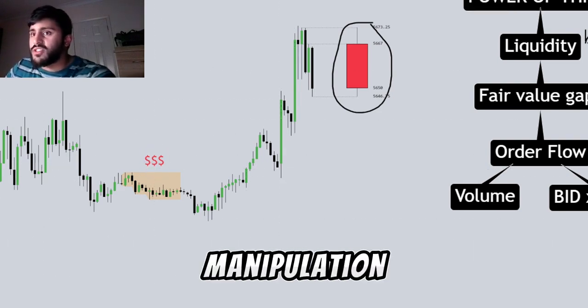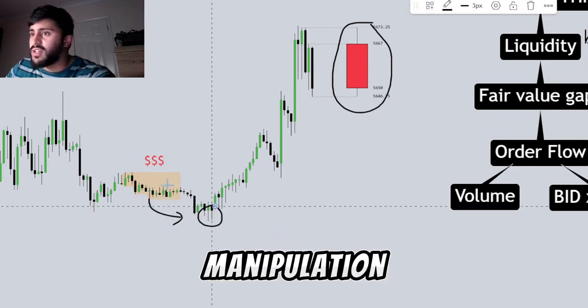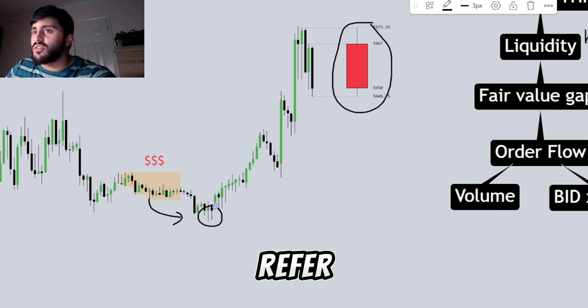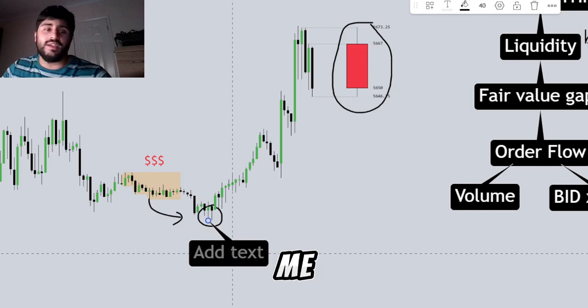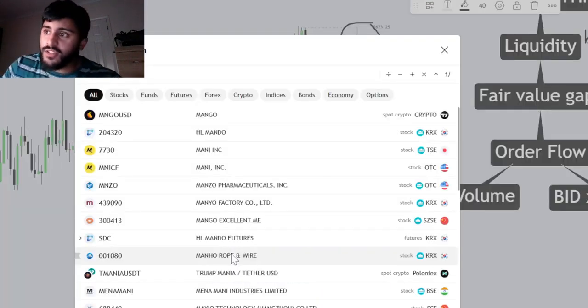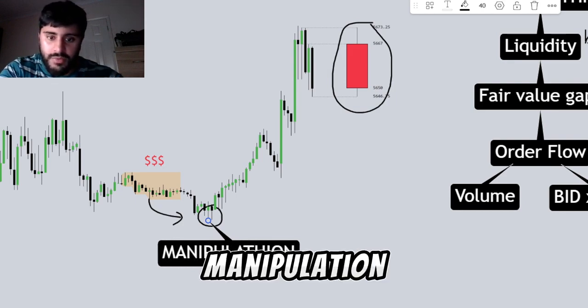So now we have a manipulation just over here. So price has taken out this Asian range low, and we have a manipulation just over here. This you can refer to as the ICT Judas swing or the turtle soup or any of these other fancy names, right? For me, I just like to call it a manipulation. So this is our manipulation. Let's just label that in here, right? So manipulation, right? If I can spell that, that's manipulation.